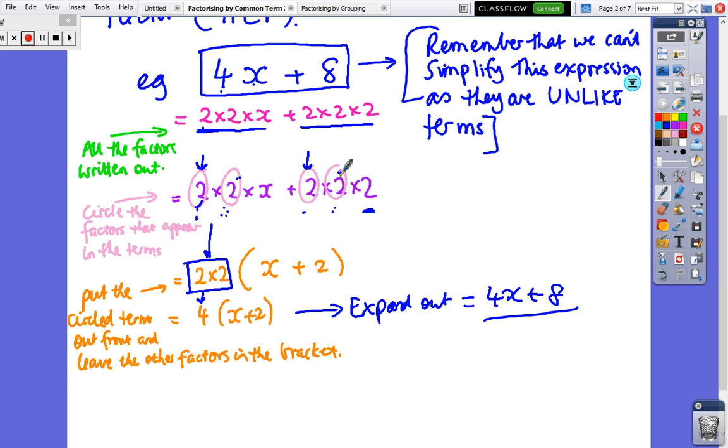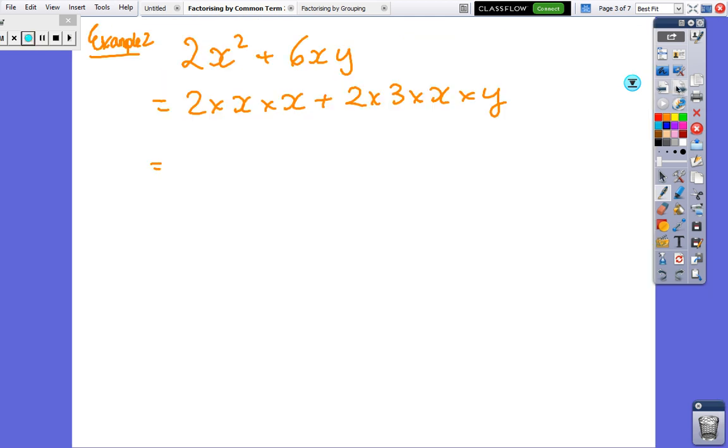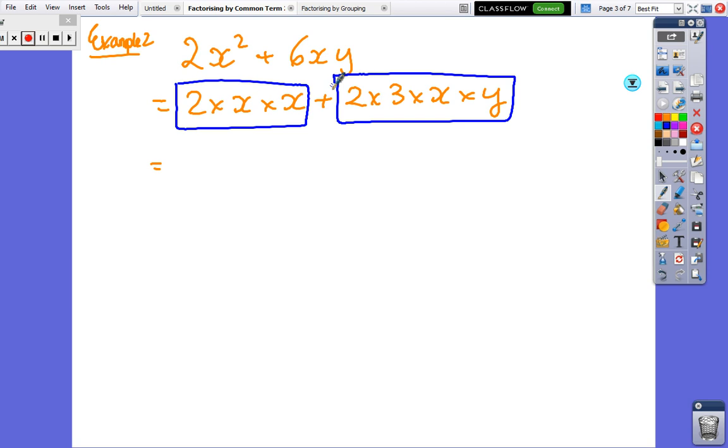So could you just copy out as much of that as you want to, and then when you're ready, come to the next slide. So example 2, I've got a little bit more algebra. So I've got 2x squared plus 6xy, and in the first step all I've done is I've just written out the factors. So there is the 2x squared, and on the second one there I've got my 6xy. Just make sure you can see where those numbers are coming from.